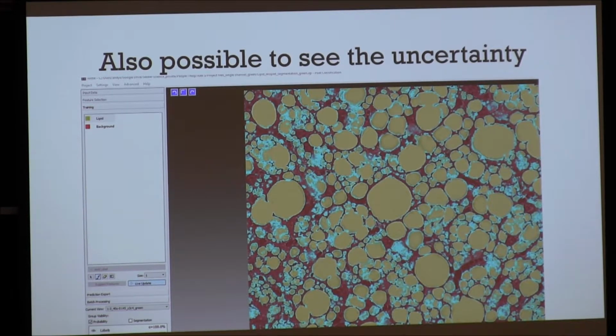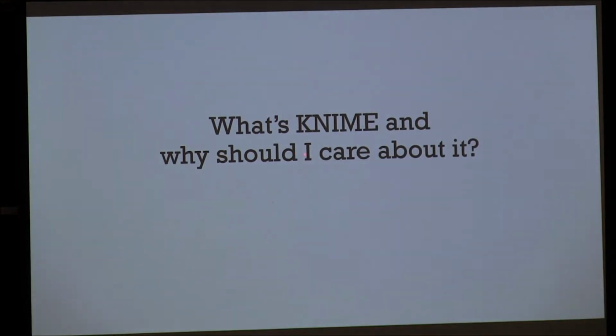I want to pivot now into how we would actually use one of these probability maps. Because you would get this, and what do you do with this? So let's talk about KNIME. What's KNIME, and why should you care about it? Has anyone here used KNIME?